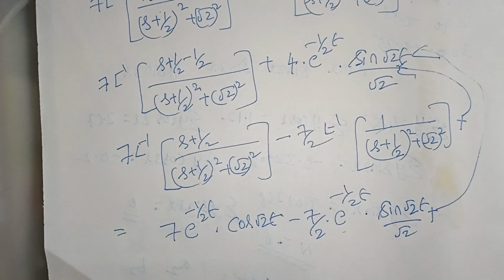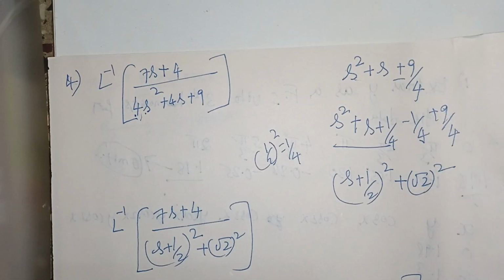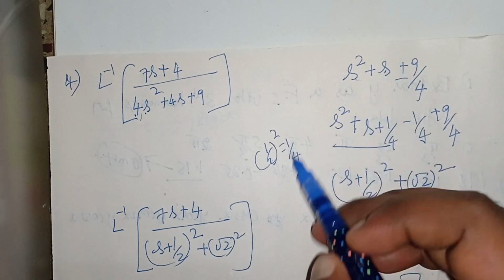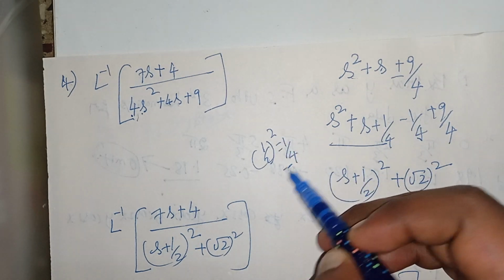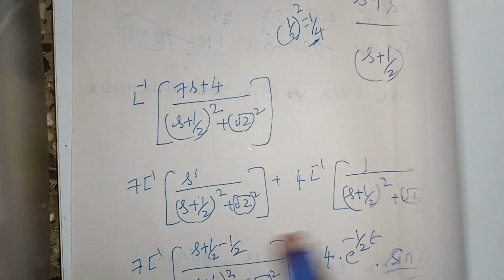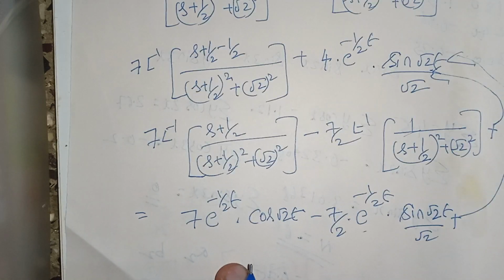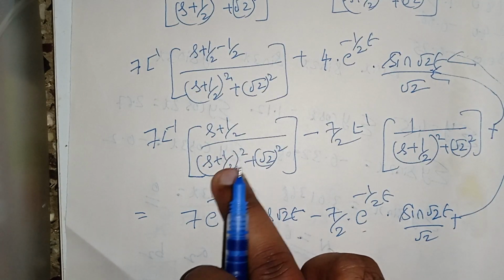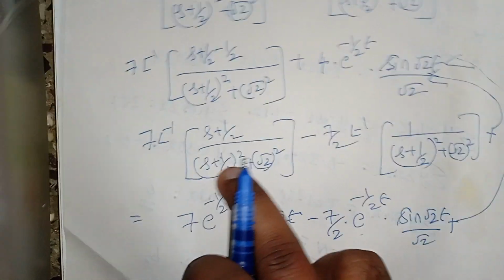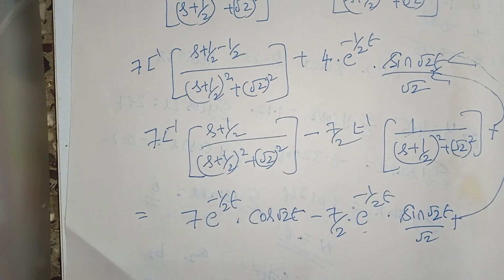So any problem in completing square, make use of the concept coefficient of s by 2 whole square, add and subtract, write it as sum of squares and just separate it and use the concept of common denominator, separating numerator with common denominator, add and subtract and write the inverse ILT.